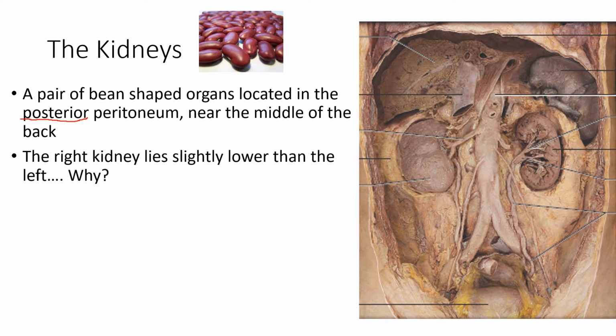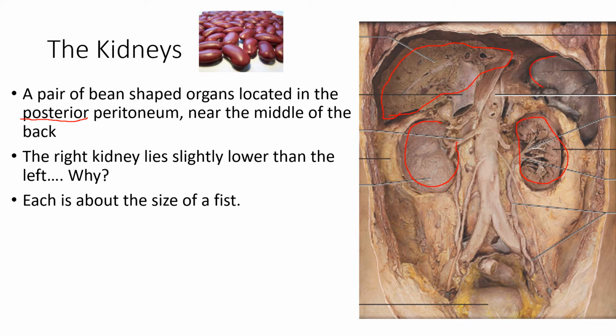So the right kidney lies slightly lower than the left kidney. Why is that? If we look at the image, there's your right kidney there. It's slightly lower, although not much, than the left kidney. The reason is because of the position of the liver. And there's your liver up there. There's only a portion of the liver here, it's been cut away a little bit.